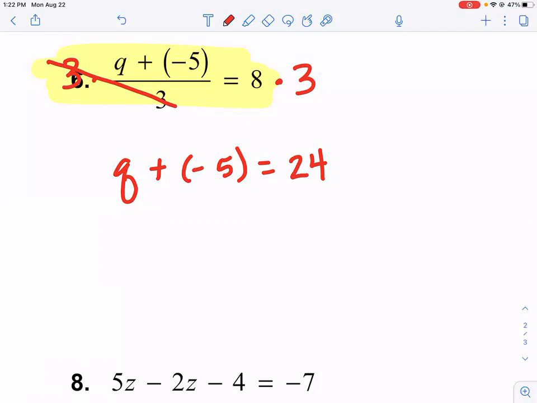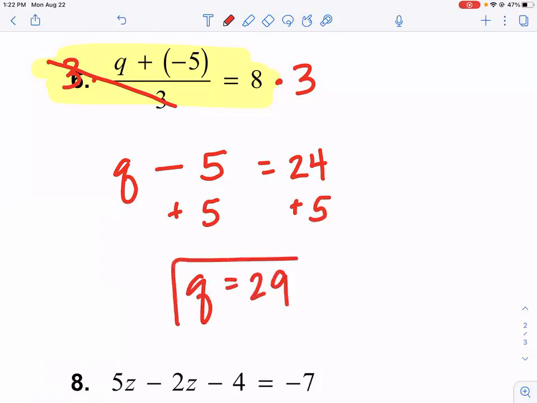Okay, now I don't really like Q plus -5, so I'm going to go ahead and change this to Q minus 5. Are you okay with that? Because I think it looks a lot nicer, and now I know that I can just add 5 to both sides to get Q is 29.